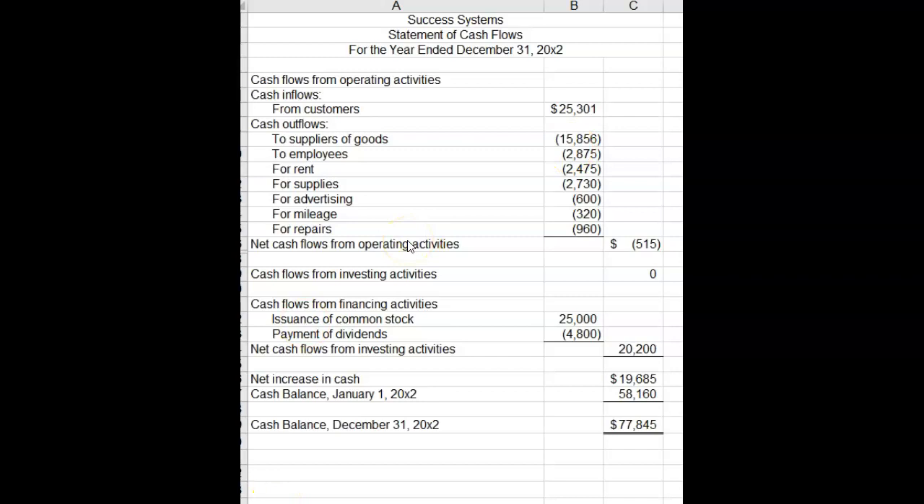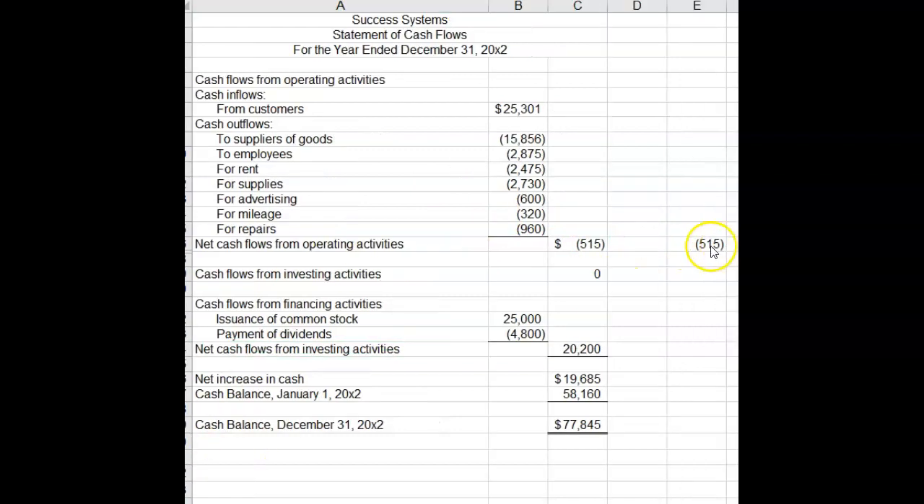Another thing I know is that the net cash flows from operating activities should be the same using both the direct and indirect methods. So before I delete the direct method operating section, I'm going to make a note of this negative $515 of cash flows from operating activities. So I just put the $515 negative amount here.